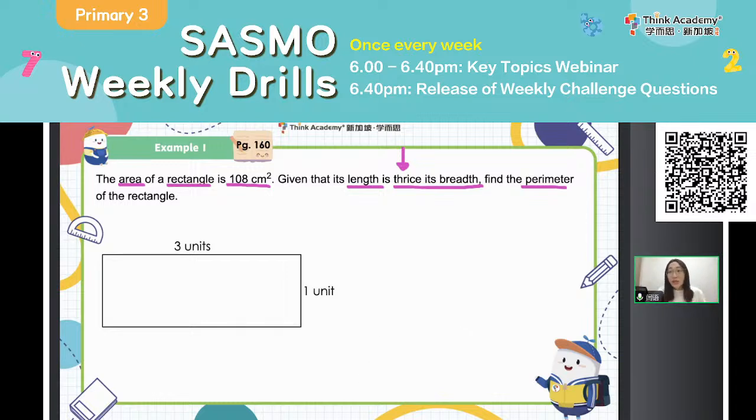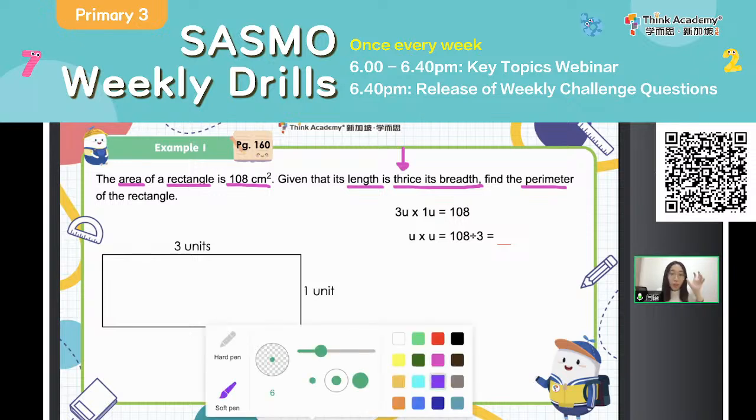Then what information we can get from the question directly? The area is 108. How do we figure out the area when it comes to a rectangle? Yes, that is the length, 3 units, multiplied by the width, 1 unit. 3 units times 1 unit equals to 108. So here, everyone, could you please tell me what is 1 unit times 1 unit?